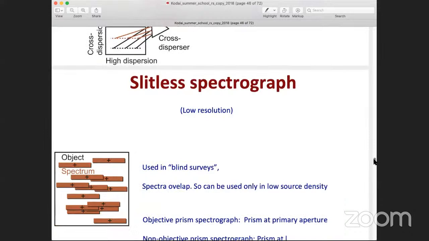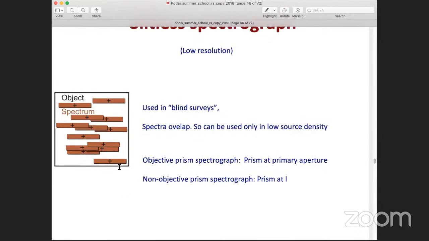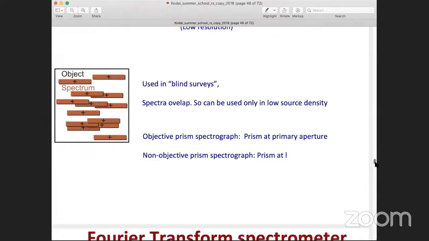There are also the good old days, when slitless spectrographs were used. We put the prism directly in front of the objective mirror, and in the image plane you will see the spectrum for each and every star. This is a very low resolution spectrograph.